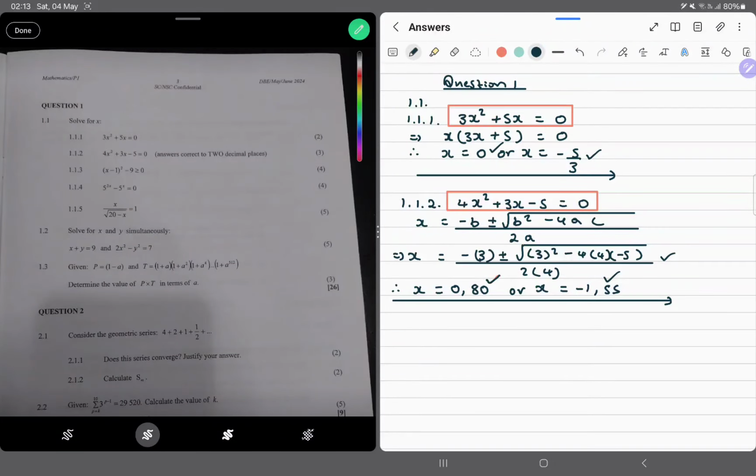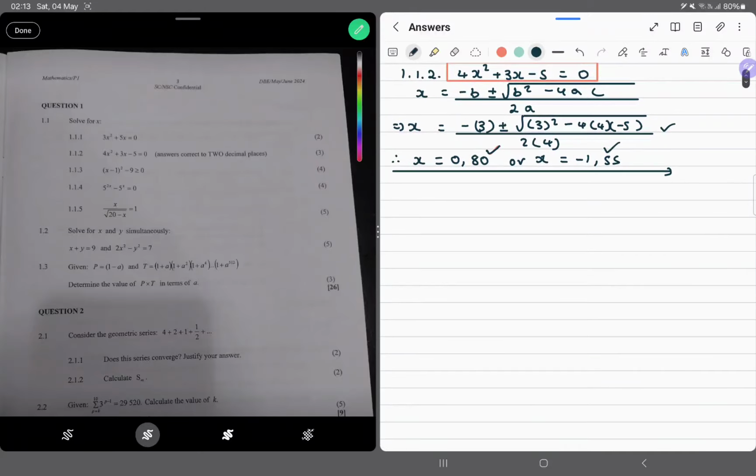Alright guys, so let's move over without wasting time. 1.1.3. So we've got x minus 1 all squared minus 9 is greater than or equal to 0. We can see this is the vertex format of our parabola, but we need to expand it so that we can work it out nicely.